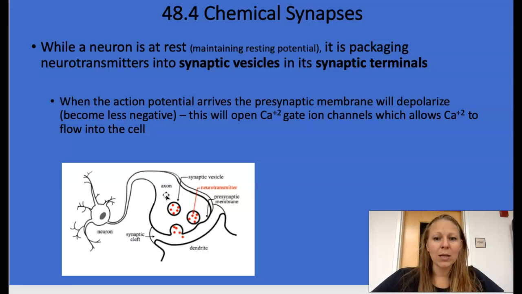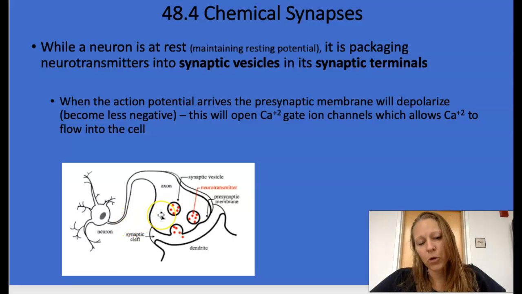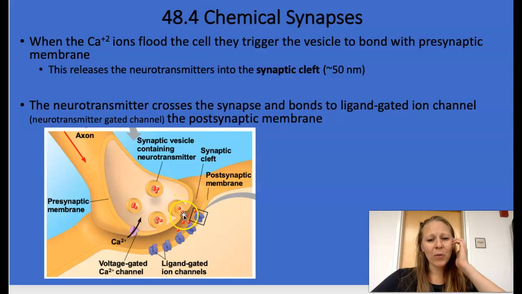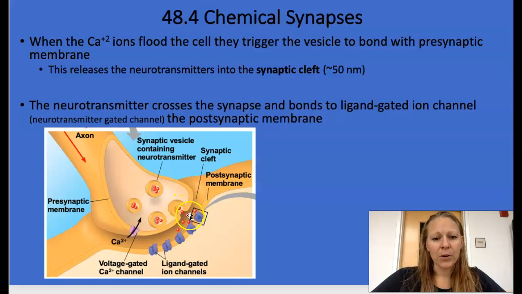When an action potential travels down the axon and arrives at the synaptic terminal, it's going to trigger the calcium-gated ion channels to open, which is going to allow calcium to flow into the cell. Calcium is going to break bonds. They're not shown in this picture, but these vesicles are bonded to the membrane, and it's going to break those bonds and allow the vesicles to fuse with the membrane, and through exocytosis, it's going to dump out those neurotransmitters into the synapse. Those neurotransmitters are going to pass over the synapse to the postsynaptic membrane, and it's going to be received there.